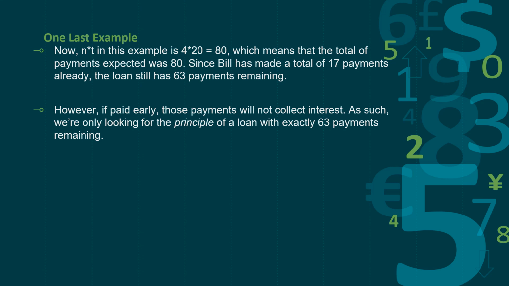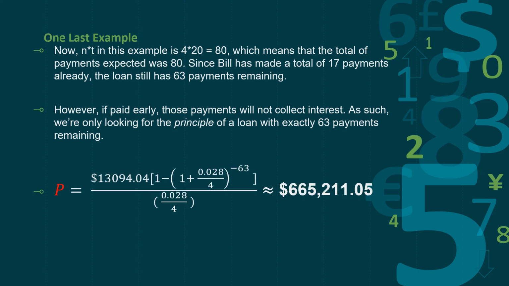So look at the interest payments for a 63 payment loan. In order to do that, you could try to solve for the amount of time you have left, but honestly, you don't have to, because the exponent, which is where the time is located, is always n times t, and n times t is just the number of payments. So if we know the number of payments, we don't even need to calculate what t is. You can, there's nothing wrong. It would be 63 over 4, which is not a super nice number, but you can do it. Either way, you get $665,211 and, of course, 5 cents.